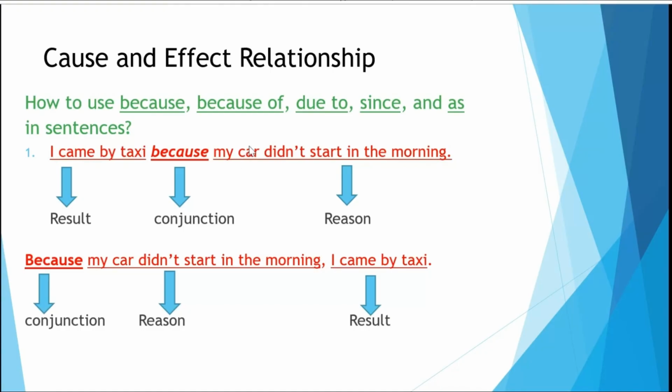You can also switch over the places of these clauses by putting the word because in the beginning of the sentence, and then it should be followed by the reason, and there should be a comma, and then you put the result at the end of a sentence. So I hope this is clear.